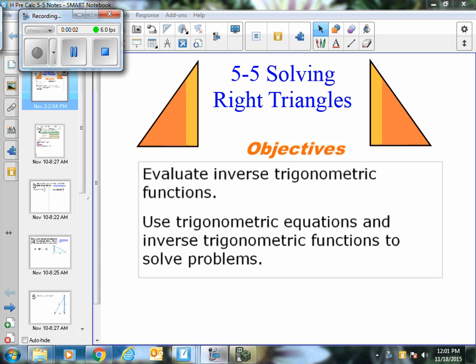All right, everybody, this is section 5.5 on solving right triangles. In the first half of chapter 5, we talked a lot about SOHCAHTOA and the trig ratios, those comparisons between two sides. So we're still going to be using that, Pythagorean theorem, all of that.